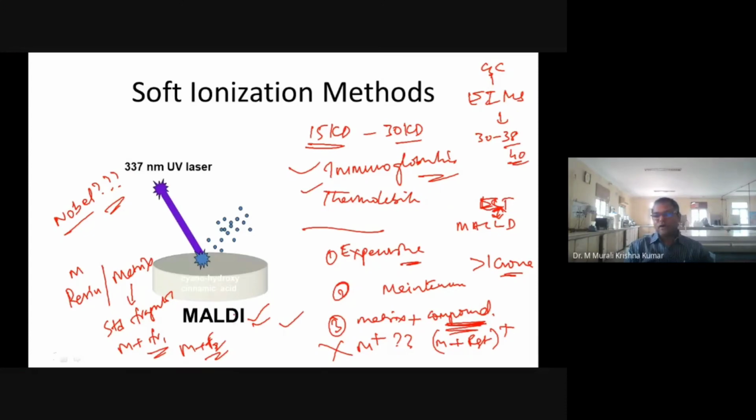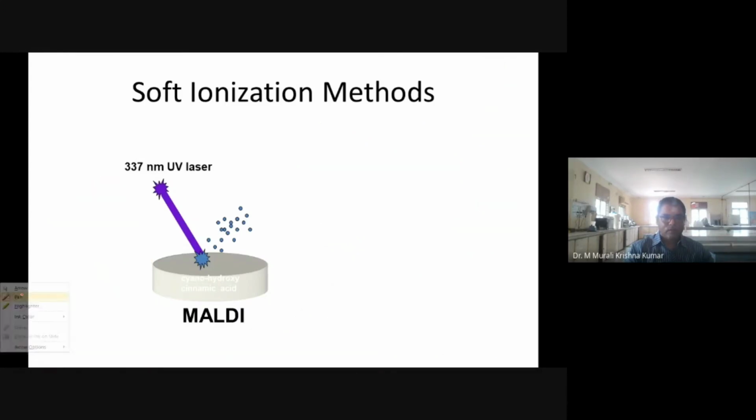So MALDI is a very popular technique right now in peptide analysis. Okay, it is not a regular method to be used for small molecule organic compounds. Right now, MALDI became popular, and newer techniques came in MALDI. That's what we call CELD.